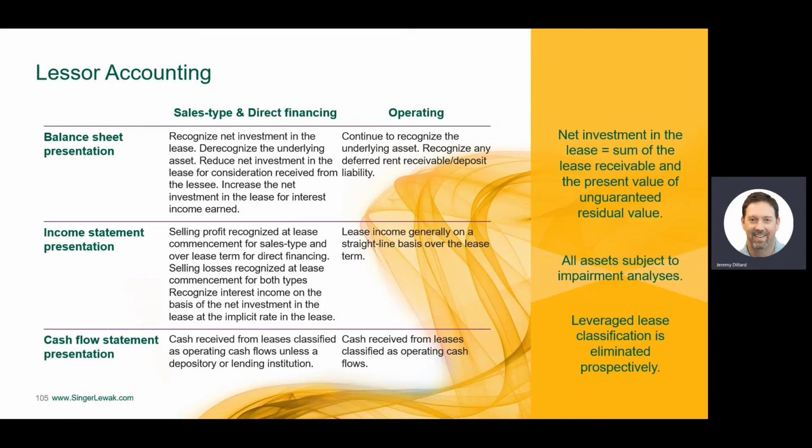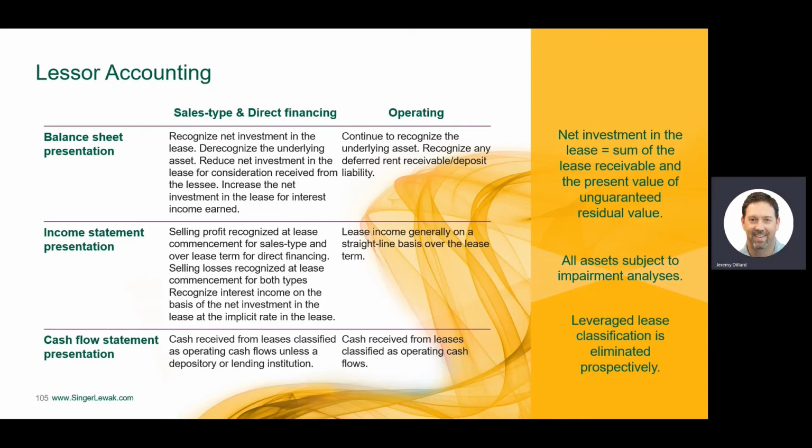For sales type leases, the profit is recognized at lease commencement. As Topic 842 follows the control concept in Topic 606, the lease commencement is when control transfers to the lessee. If there's a loss on the lease, that's recognized at lease commencement as well. As both sales type and direct financing leases start with recognizing the present value of the lease payments, which is based on the implicit rate, there's an interest component that's recognized using the effective interest method over the lease term.